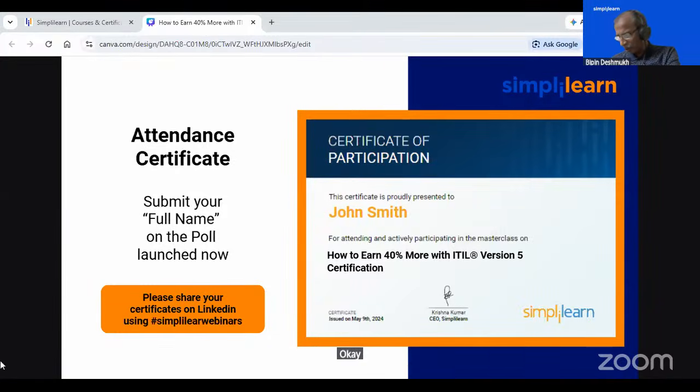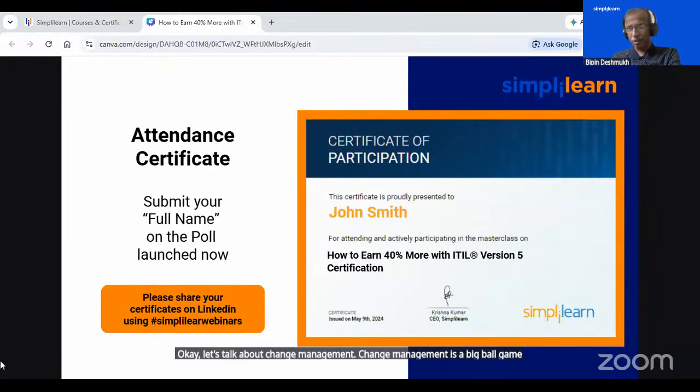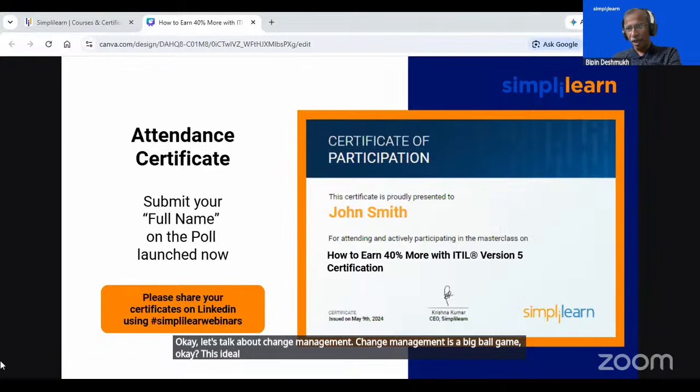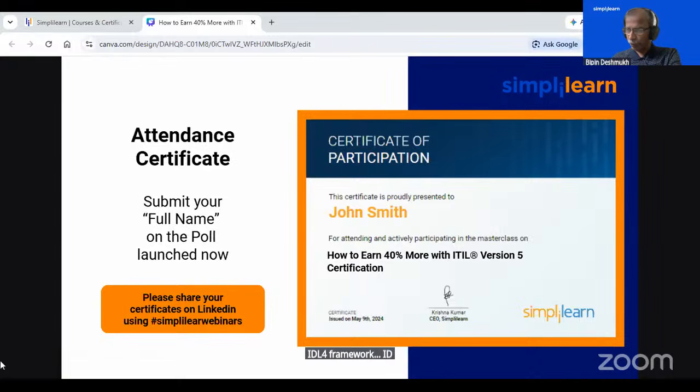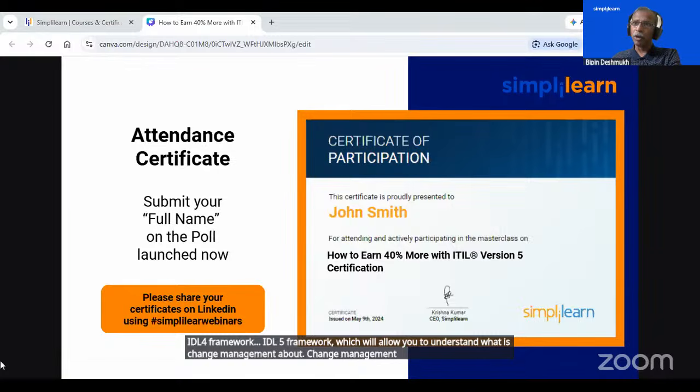Okay, let's talk about change management. Change management is a big ball game. This ITIL 4 certification has certain practices embedded into the framework. For example, organization change management is a practice embedded into the ITIL 4 framework, which will allow you to understand what change management is about. Change management at organization level, we call it organization change management. It will help you understand what steps the organization needs to take in order to make changes in the organization.